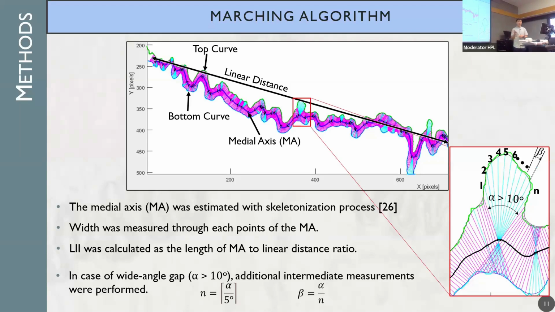But as you can see here, there is some problematic area because I'm trying to find the shortest distance between two different top and bottom interfaces. Because of that, it's skipping over some of the important parts where the suture width is the highest. So in those areas, I performed intermediate additional measurements.